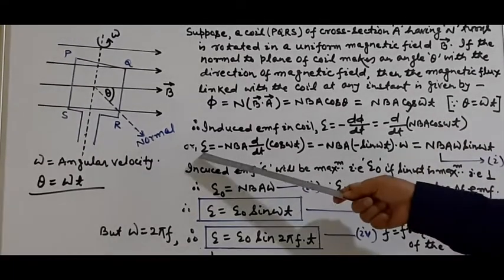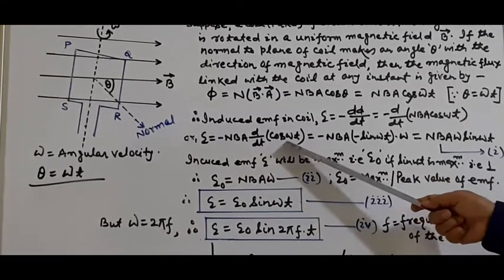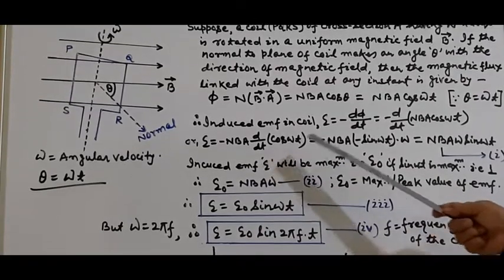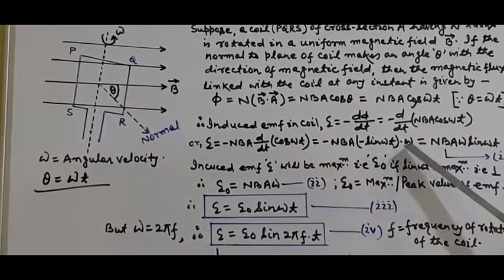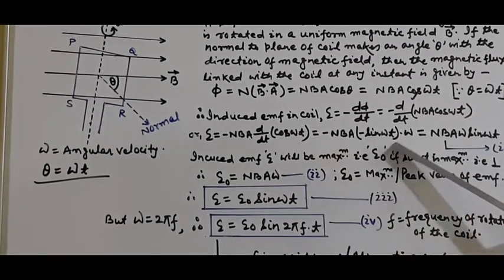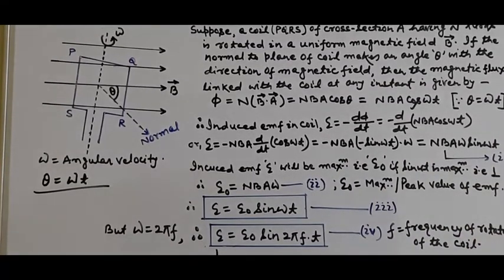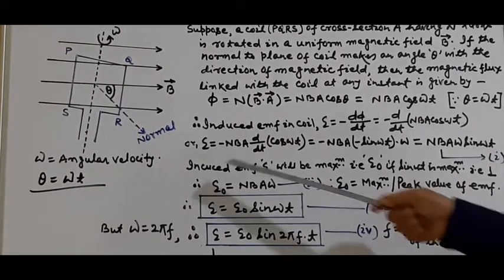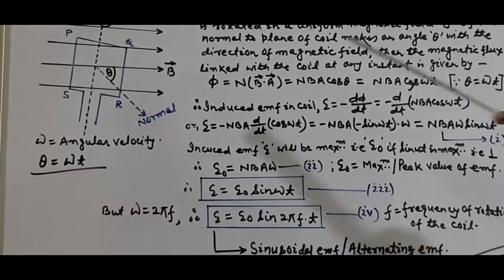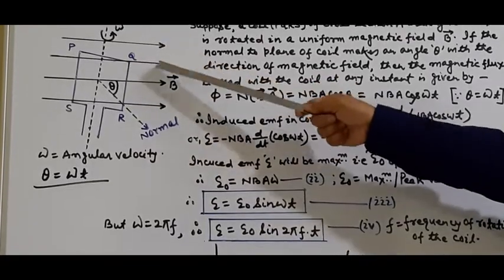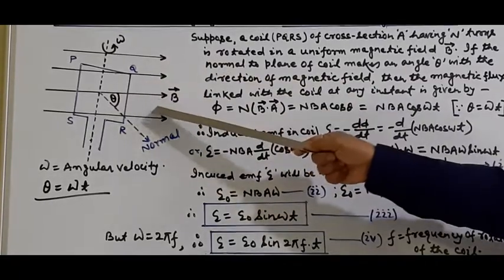NBA will be taken out. So induced EMF is equal to minus NBA d by dt of cos omega t. And when cos omega t is differentiated, the derivative of cos omega t is minus sin omega t, and again omega t is differentiated with respect to time, so it becomes omega. So after this, the final result is E equals NBA omega sin omega t. That means relation 1, E equals NBA omega sin omega t, gives the expression for the EMF induced in the coil PQRS, which is rotated with angular velocity omega in the uniform magnetic field B.